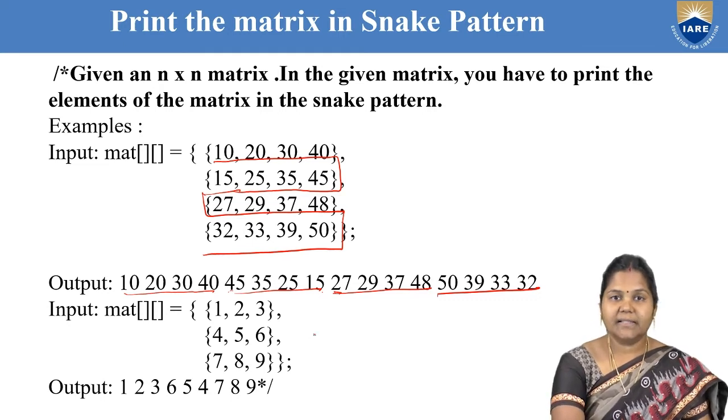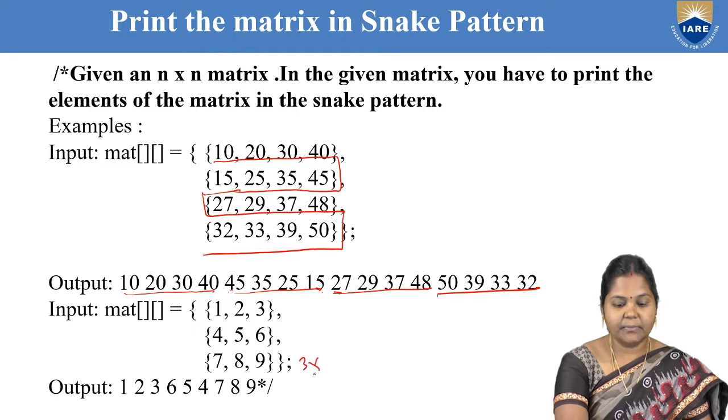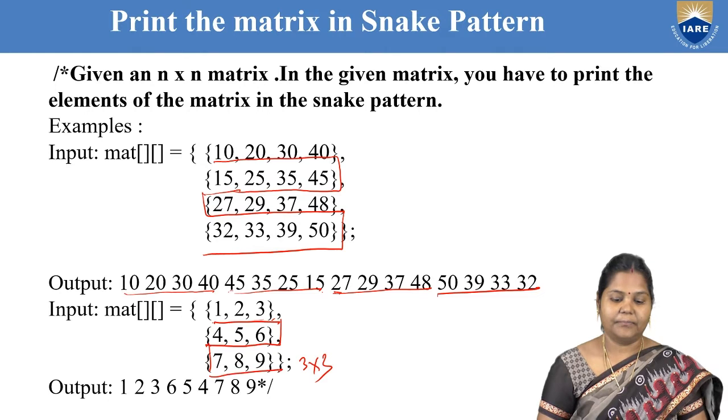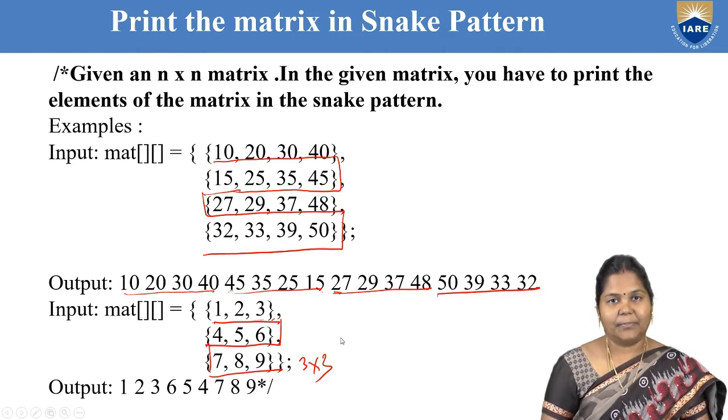You can see another example where it is a 3 by 3 matrix. In this 3 by 3 matrix, you can see the values are 1, 2, 3. First it will print 1, 2, 3. Then it will print 6, 5, 4. Then followed by it will print 7, 8, 9. So it will form this snake pattern.